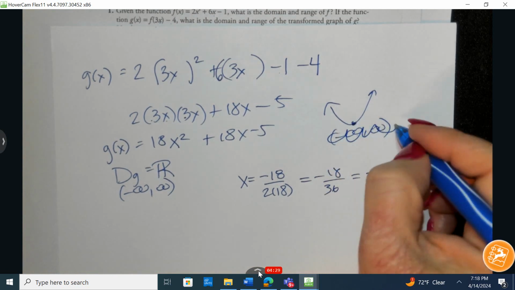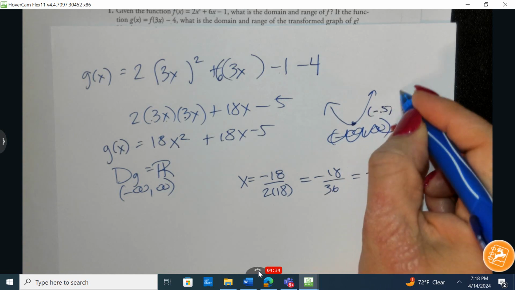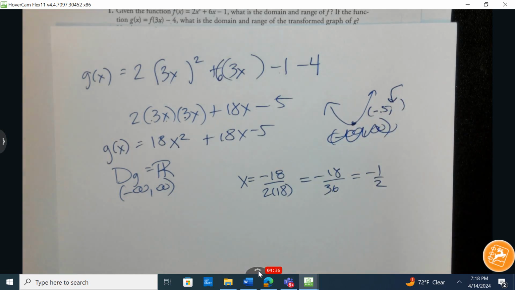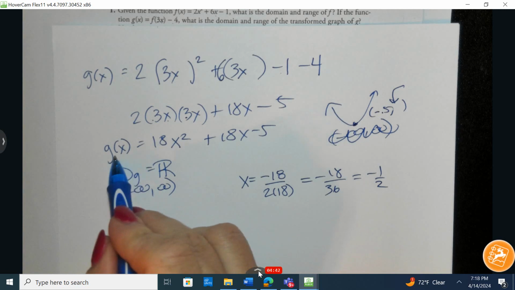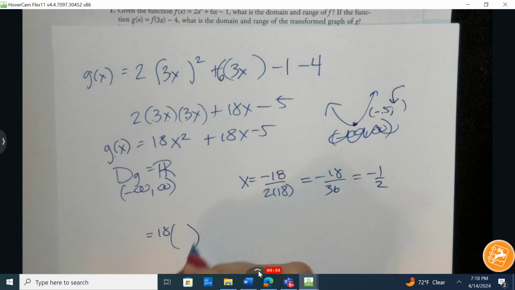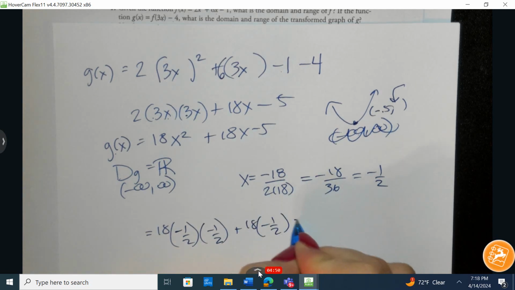This is the domain. For this point, we have a vertex of negative 0.5. I want to figure out what is the y value of the vertex. So I'm going to go back to this function. I transform function f into function g, and I'm going to write down 2 parentheses, negative 1/2 times negative 1/2 plus 18 times negative 1/2 minus 5.